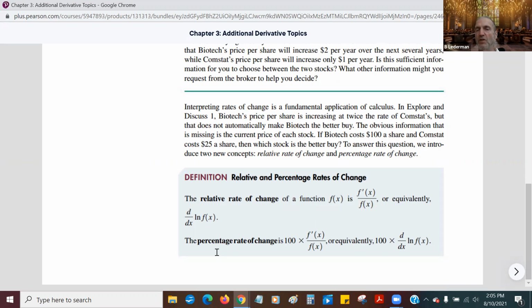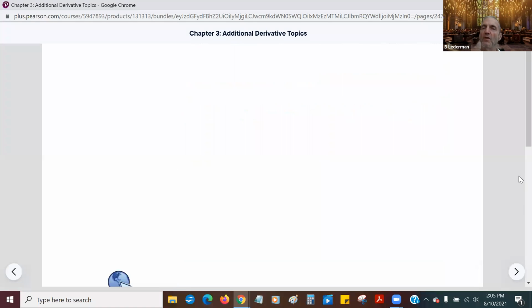And the percentage rate of change is just going to be 100 times f prime over f, or it's 100 times the derivative of the ln of f of x, because the derivative of ln f of x, as you know, is f prime over f. We had discussed this already in the past, and that's relative rate of change. So let's do some math.